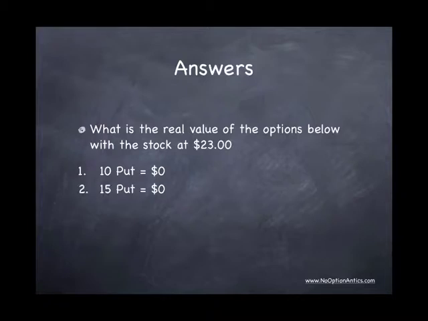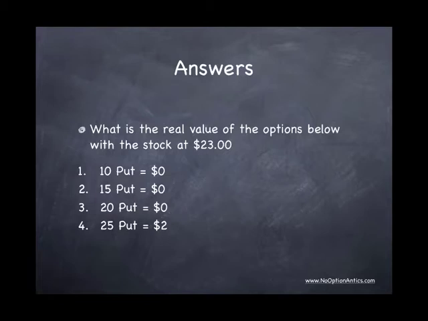If you looked at the 15 put, you wouldn't want to sell the stock at 15 when you can already sell it in the open market at 23, so that option has no value. The 20 put also has no value because there's no reason you would sell stock for 20 when you could sell it for 23. But look at the 25 put. The 25 put gives you the right to sell stock at 25. With the stock at 23, now you have an advantage. That advantage is the real value of the option.